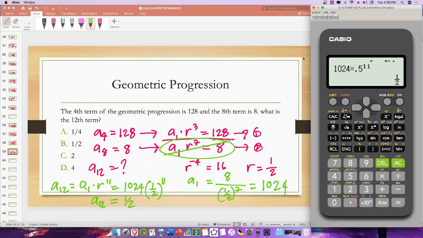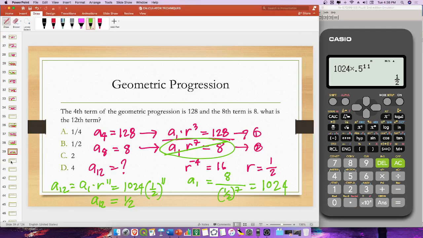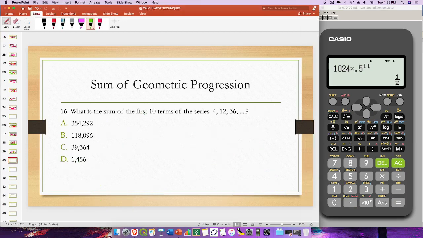Now we proceed to the next problem. What is the sum of the first 10 terms of the geometric progression? So let's go back to the sum of the geometric progression. A while ago, any term of the geometric progression can be represented by a1 times r raised to n minus 1.